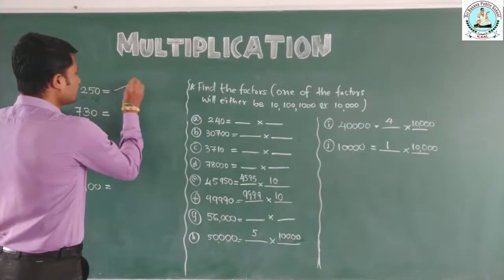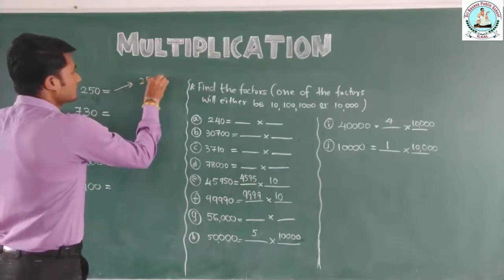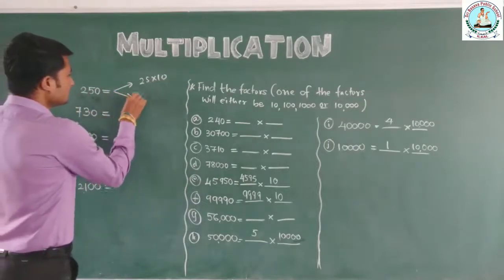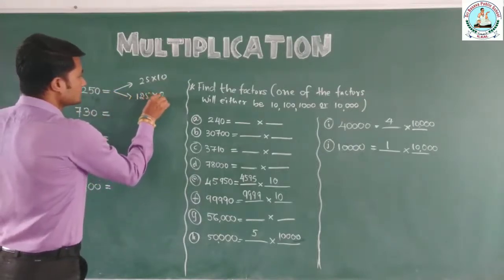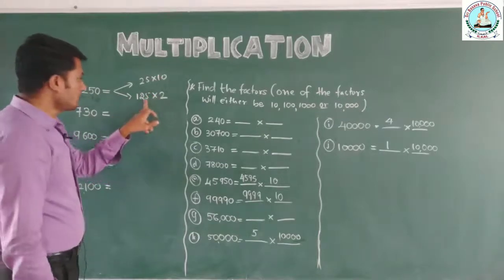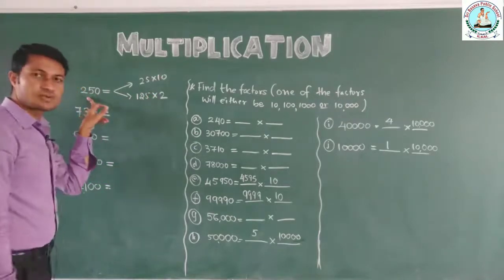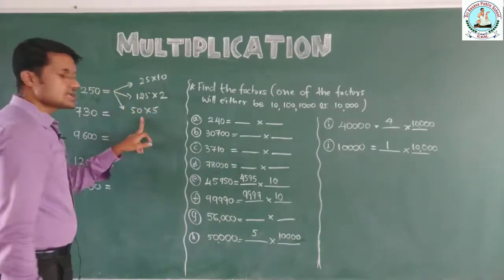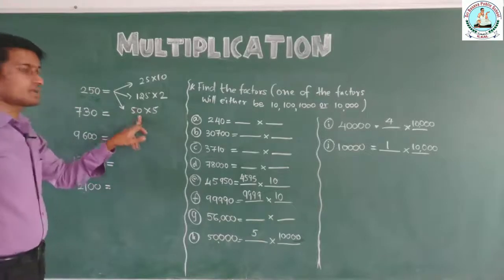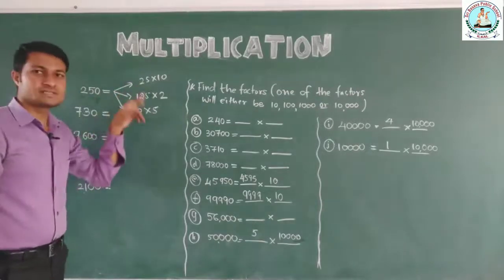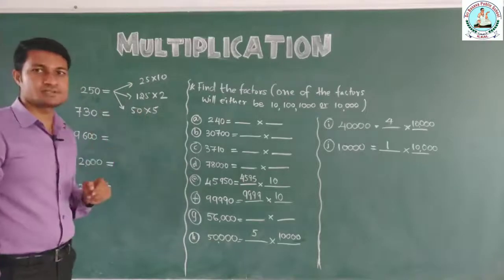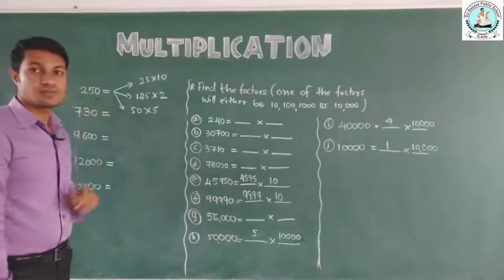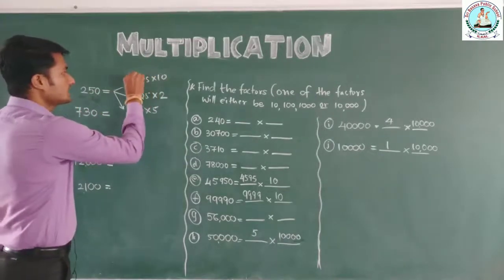See here, first one is 25 times 10. 25 times 10 will give you the product as 250. Second way is 125 times 2. It is also a right way. 125 times 2 will also give you the product 250. And the next one is 50 times 5. So it is also giving you the product as 250. But out of these three expressions, which product is giving you the 250 in terms of 10? That is absolutely this.